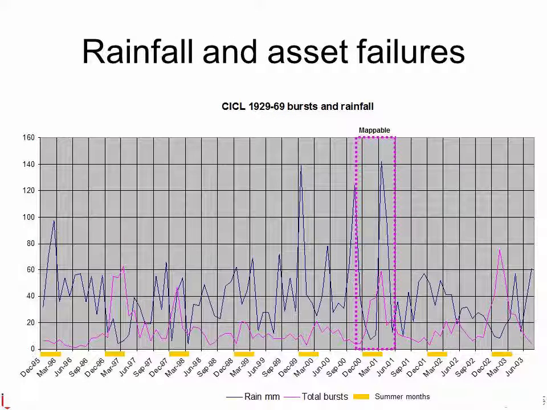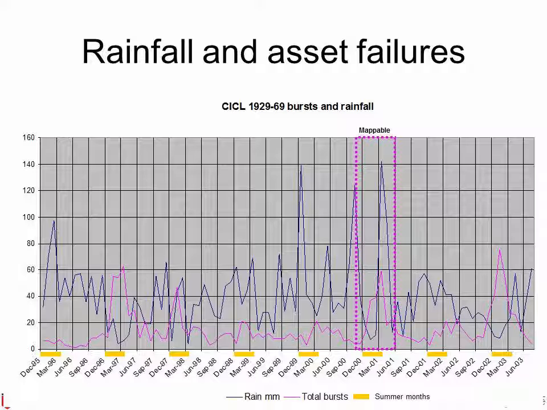Before looking at the very detailed soil environments in detail, let's have a look at this relationship between rainfall, between season, and between failure rates. Rainfall in this case is taken from Melbourne Airport and is related on a monthly basis to CICL asset failures between December 2005 and June 2003.